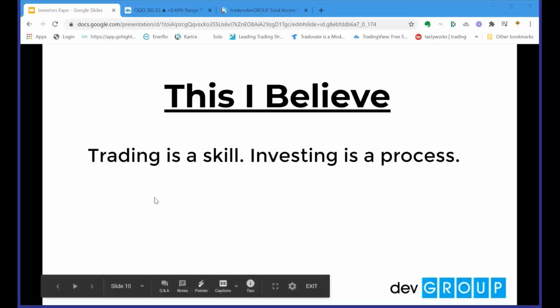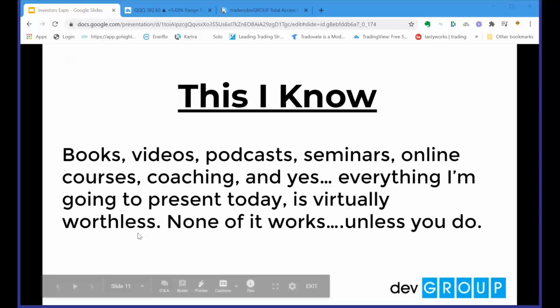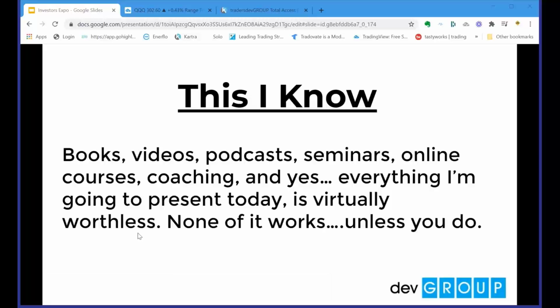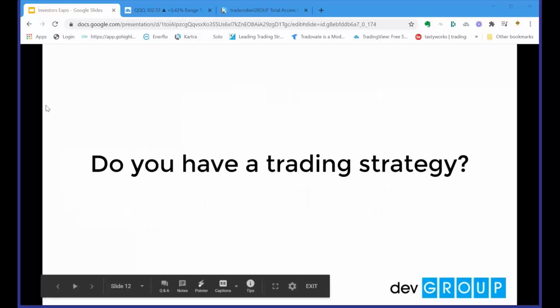I'd like to give you a couple of very simple things that you can do to begin potentially towards the path of improving your skill as a trader, because this is what I know: books, videos, podcasts, seminars, online courses, coaching, and yes, everything I'm going to present today, it's virtually worthless, because none of it's really going to work unless you do, okay?